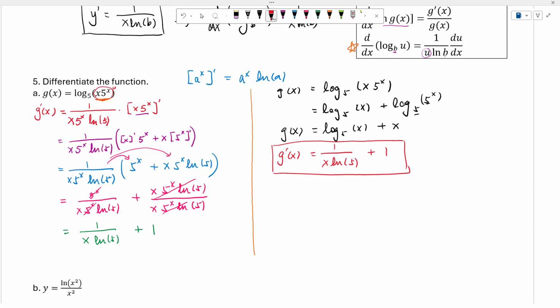Now, this example actually gives us a hint that if we have, again, log of any function that has a power, product, or quotient, what is the best way to take the derivative of this type of function? We could use the three laws to help us rewrite the expression without any product, quotient, or power, before we take the derivative.